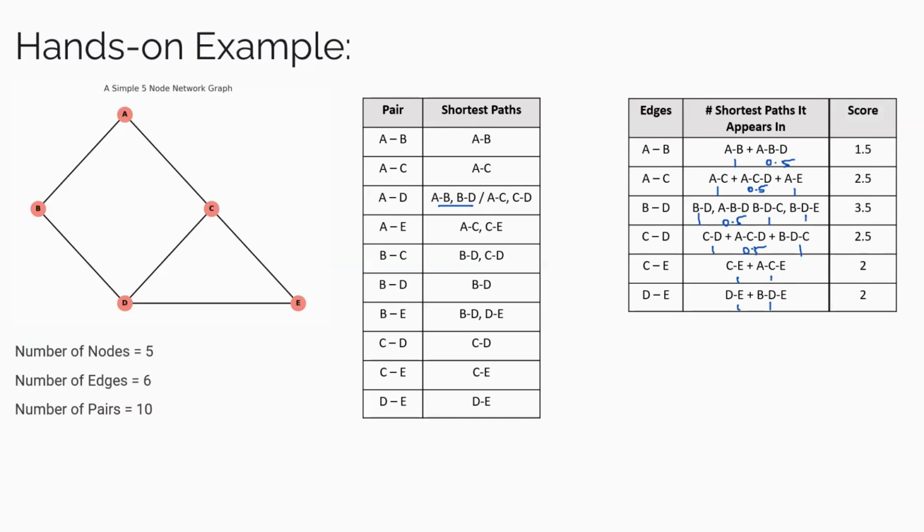Now, looking at this computation, we can clearly see that the pair BD has the highest weightage. So this pair becomes the most critical connection in this network, which has the highest edge betweenness centrality value.